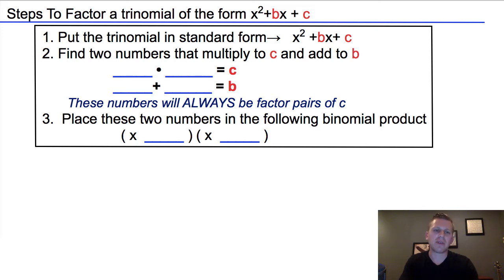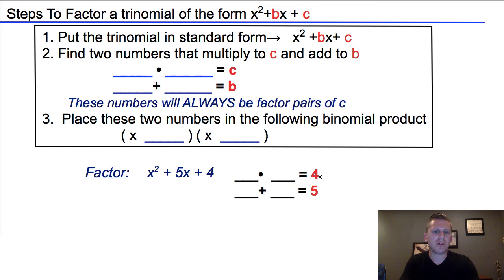Let's take an example to make this a little more concrete. Here I want to factor this trinomial, x squared plus 5x plus 4, and I notice here that the a term is 1. In order to factor this, I need to find 2 numbers that multiply to c and add to b. Here the c term is 4, and the b term is 5. Essentially, I want to find 2 numbers that multiply to 4 and add to 5.